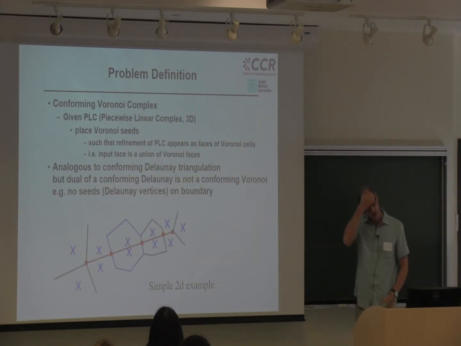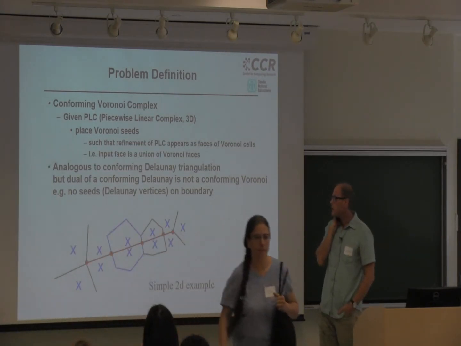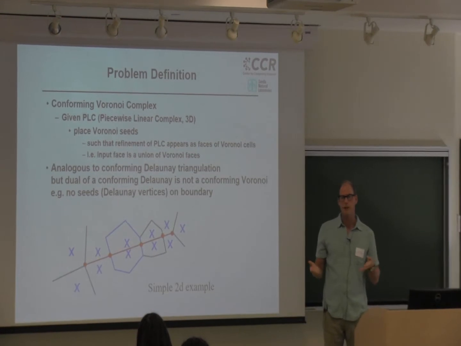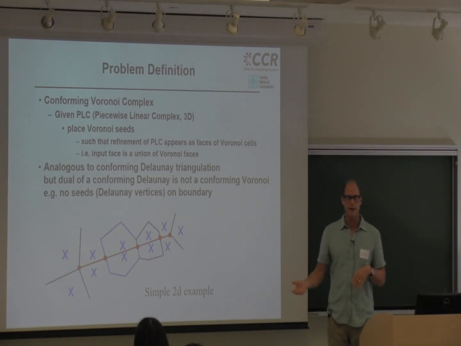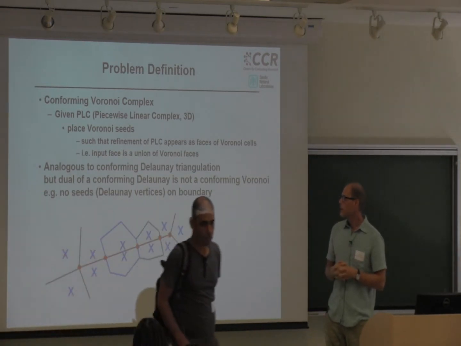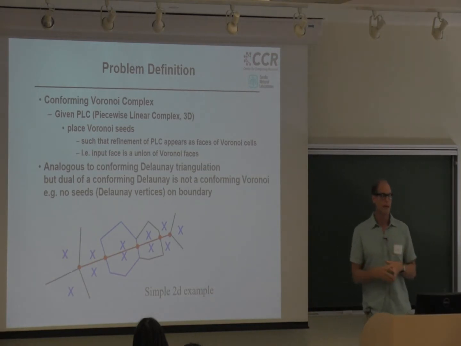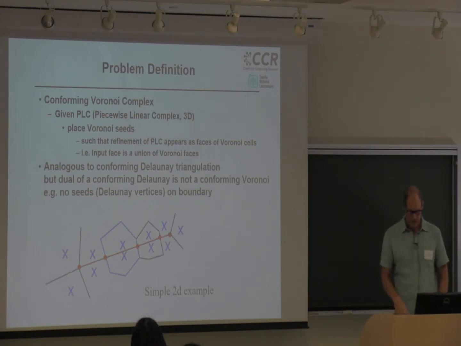So the problem we're talking about is conforming Voronoi meshing. Given a piecewise linear complex, we want to place Voronoi seeds such that every input face appears as a union of Voronoi faces. This is a well-studied problem if you're talking about conforming Delaunay triangulations, and this is a natural dual to it. But you can't just take a conforming Delaunay triangulation and dualize it and get a conforming Voronoi diagram. They're just not related in that way.